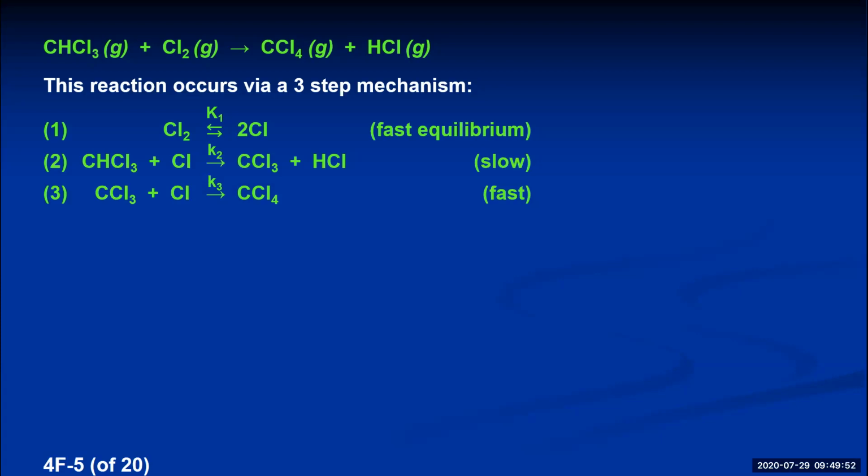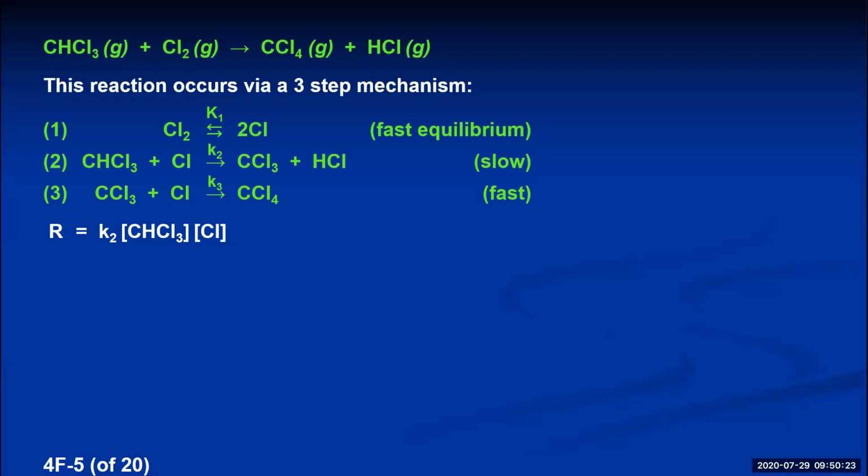If you're given the mechanism, no experimental data is needed, you can go directly to the mechanism, find the slowest step, and see what the reactants are in the slowest step. It's CHCl3 and Cl. They each have coefficients of 1. That means the rate law will be rate equals K multiplied by the concentration of CHCl3 to the first multiplied by the concentration of Cl to the first. That's your rate law, and the specific rate constant was K2 because it's the second step.